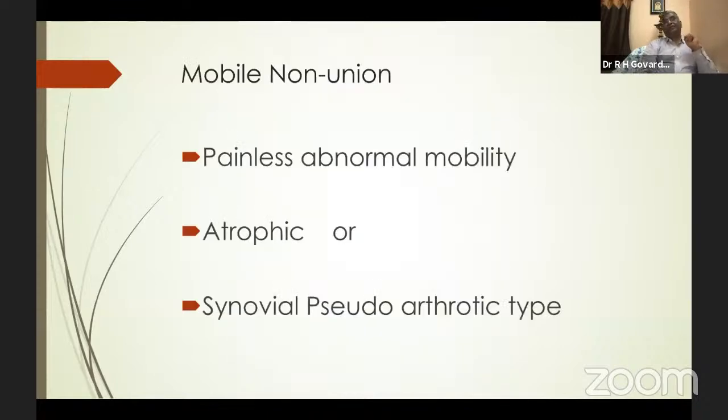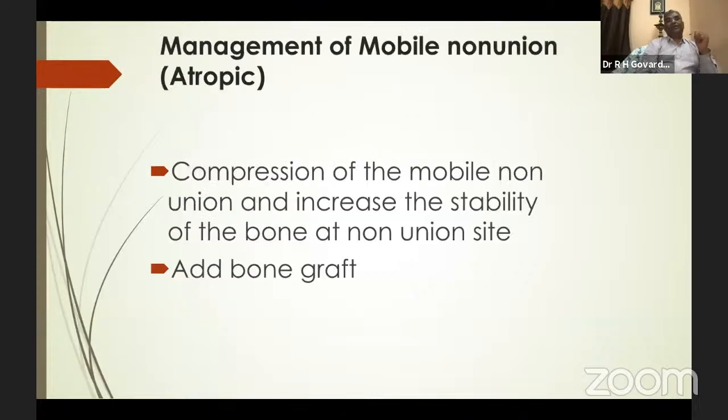If you have got a mobile non-union with abnormal mobility, it could be an atrophic type or a synovial pseudoarthrotic type. Management of a mobile non-union atrophic type is in an Ilizarov methodology. You have to compress the mobile non-union, increase the stability of the bone at the non-union site. If necessary, add bone graft in cases of synovial pseudoarthrosis type. Rest of the mobile non-union, which is atrophic type, they give only compression and distraction, or what is called as accordion maneuver, to get the union.